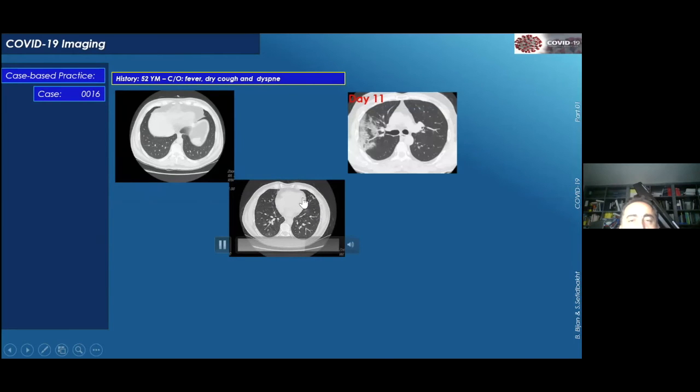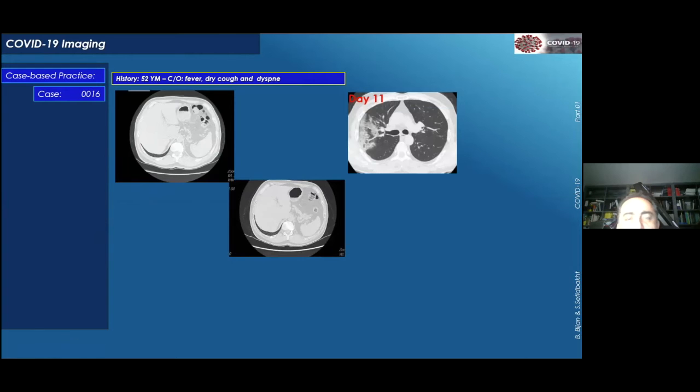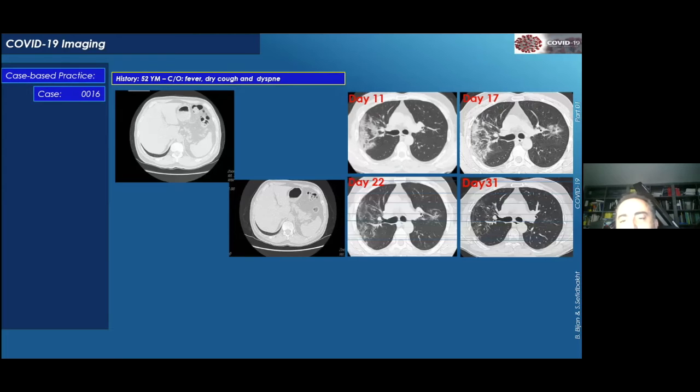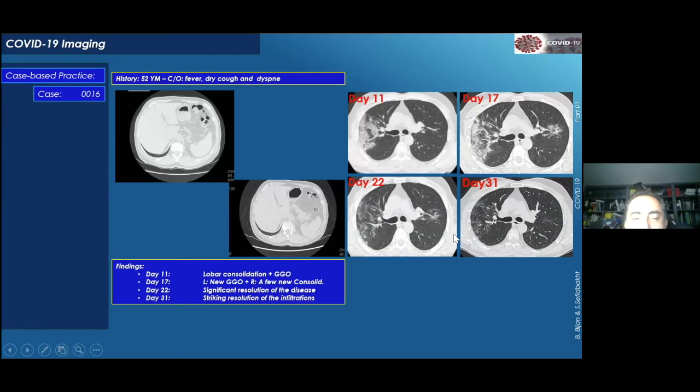Okay, so on day 11 of the disease, this patient had fever, cough, and dyspnea. On day number 11, you see the patient got bilateral patchy areas, they're pleural based, and mostly ground glass opacity. Some of them have calcification. And then later on the 22nd and 31st day, you can see this inflammation is vanishing very slowly.